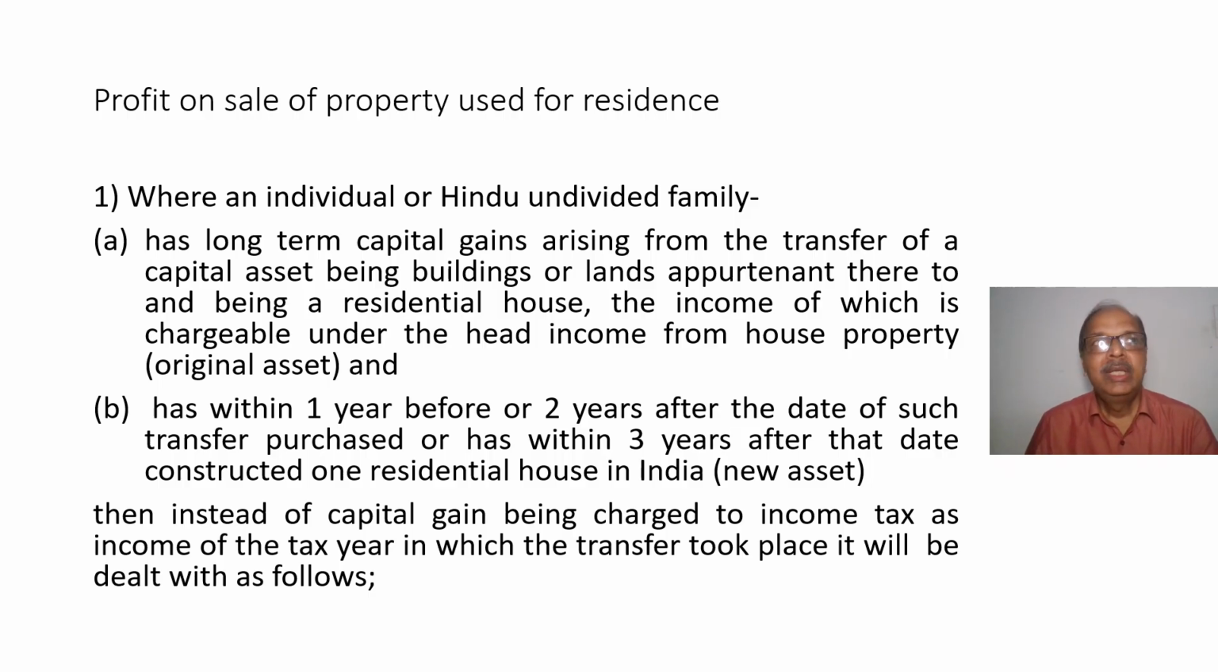That means if the residential building, the income from which is charged to income tax, is sold and the assessee gets some capital gain, and using that sale proceeds or capital gain or both, he buys some property within 1 year before or 2 years after that transfer, or constructs a new house within 3 years, he will get exemption from payment of income tax.